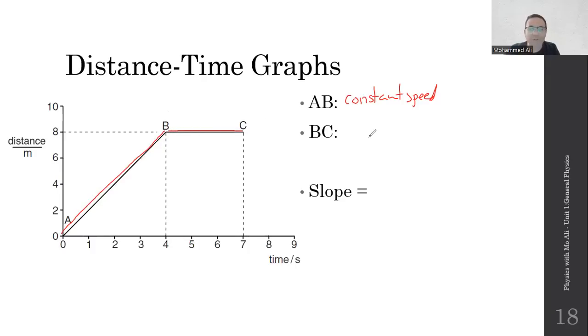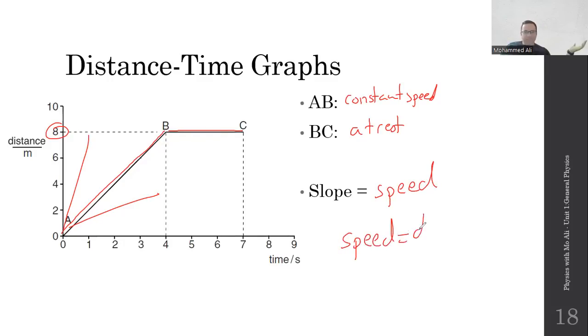And B to C, you're moving at constant. Wait, are you even moving from B to C? No, your distance is not changing. At 4 seconds, you're at 8 meters away from the start. At 5 seconds, you're still 8 meters away from the start. At 7 seconds, you're still 8 meters away from the start. You're not moving. You're at rest. Very good. The slope of this line, how steep or less steep this line is, represents the speed. So you can easily calculate speed using distance over time here. It's nothing special.